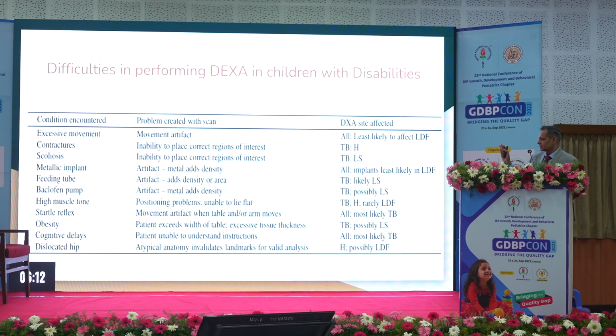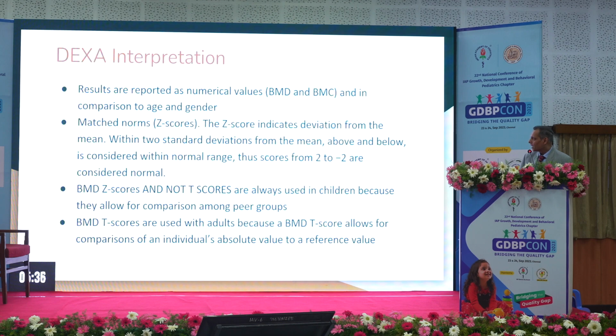Now, these are the difficulties in performing DEXA scan in disabled children. If you look at the problems that these poor kids have, it's very hard to get a DEXA. They move a lot, they have contractures, they have scoliosis. Often they have metallic implants, they have a feeding tube, they sometimes have a pump, they have very high muscle tone, they are stiff, they cannot relax, they get startle reflex, many of them are obese, many have cognitive delays and don't understand the positioning you are giving, and a lot of CP children have dislocated hips. So considering all this, it's actually easiest to do the lower end of femur in many children who are disabled for bone health.